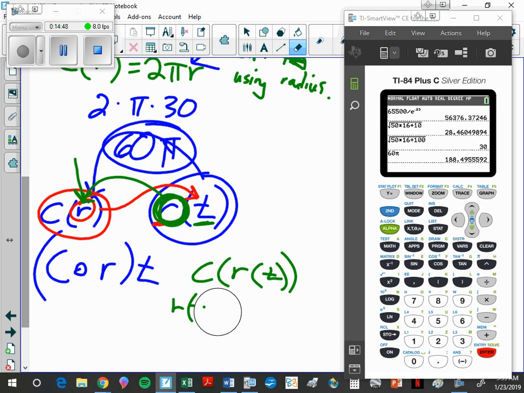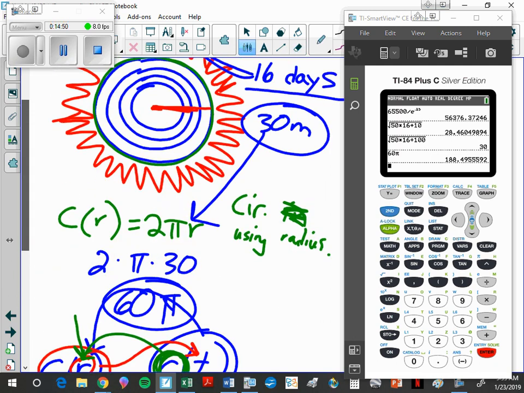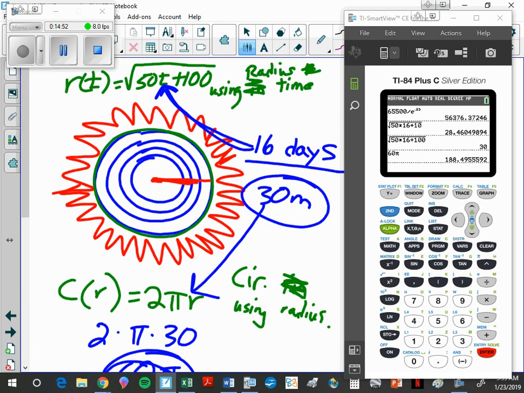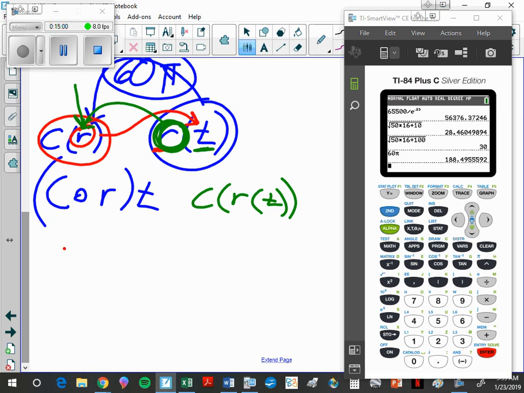So we go back up here. I am going to plug this equation in here. So 2 pi times r, but the r equation is the square root of 50t plus 100. Okay?